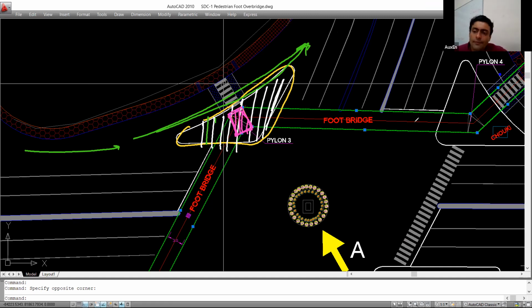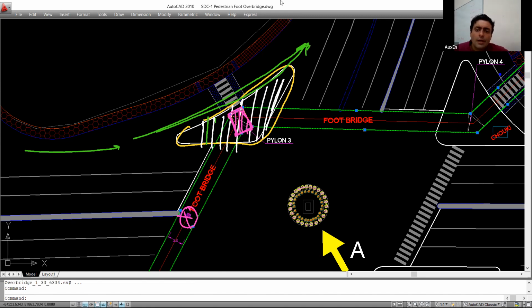Hello. Rahil is asking, is the pink block near the median on the left side another pylon? This one? No, this is something else. This is not part of our plan. There was no pylon here.